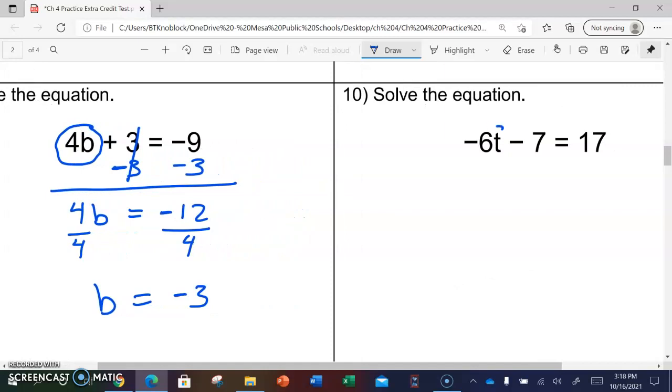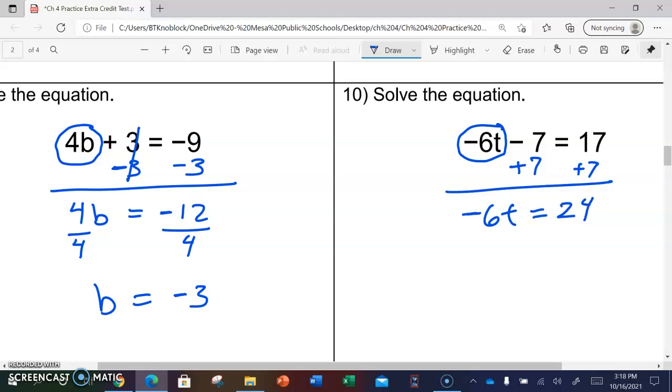Number 10, here's your variable term. So we got to get rid of minus 7 by adding 7. So I get negative 6t equals 24. Then, to get rid of the negative 6 touching the t, you do division. So divide both sides by negative 6. So 24 divided by negative 6 is negative 4.